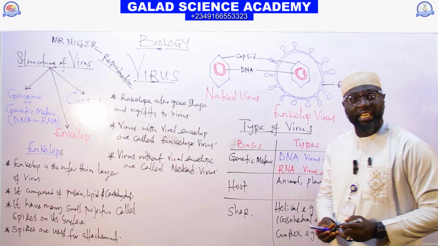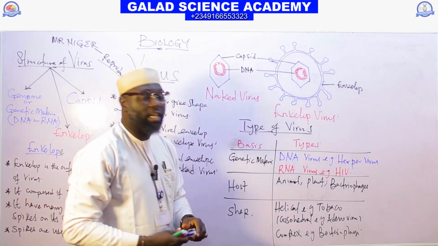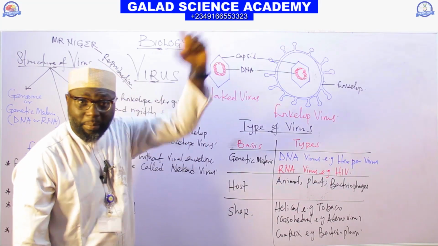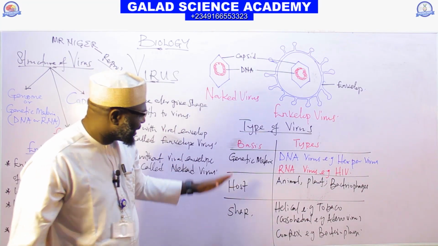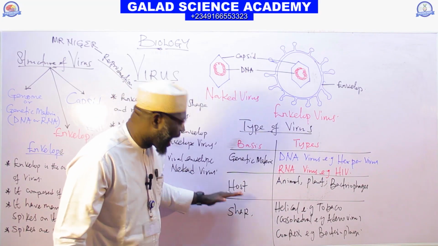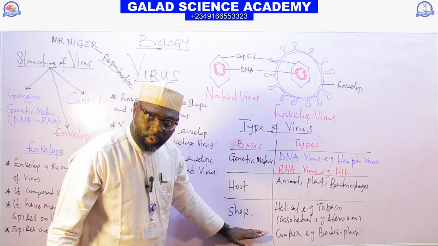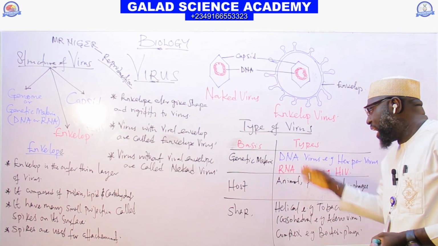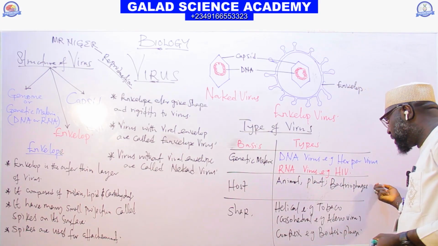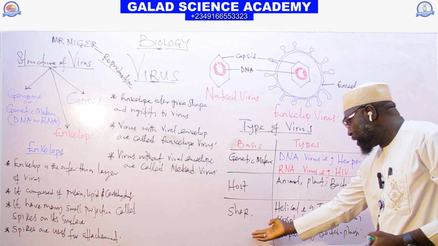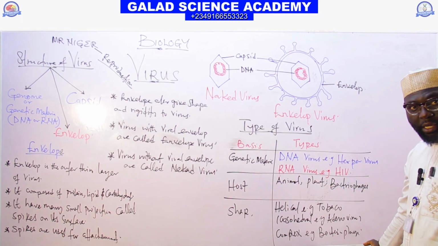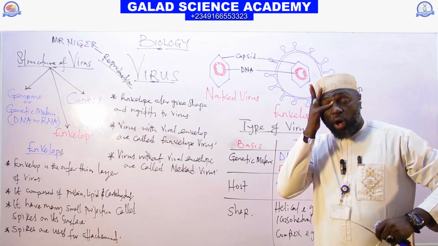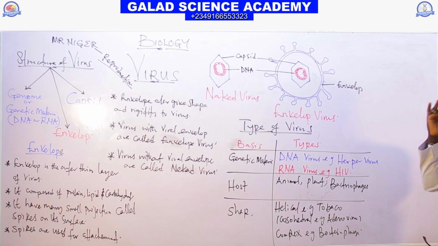So these are the three basic classes of virus. Viruses can be classified based on three bases: genetic material, host, and shape. Based on genetic material: RNA and DNA. Host: animal, plant, and bacteria. Shape: helical, polyhedral, and complex.